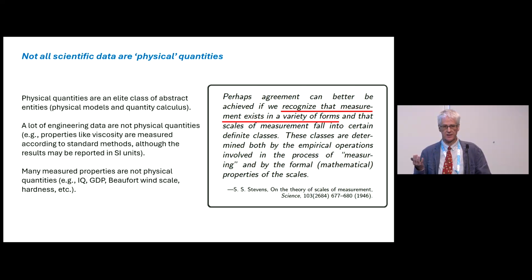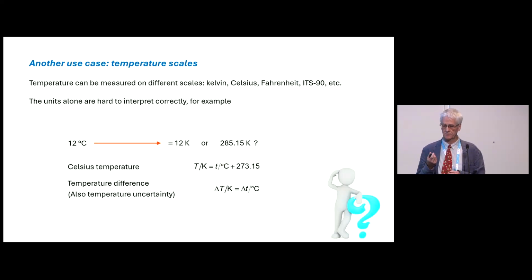And Stanley Stevens at Harvard pointed out that there are really a variety of ways in which measurement is applied, and we can classify those ways. We can classify according to the mathematical structure that it produces, and these are scales of measurement. So we need to think about the scale of the measurement and the form of the scale. And what's an example? Temperature.